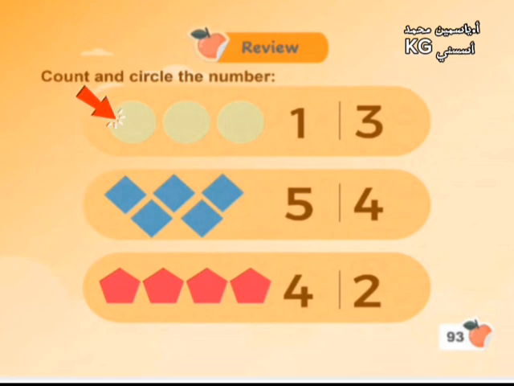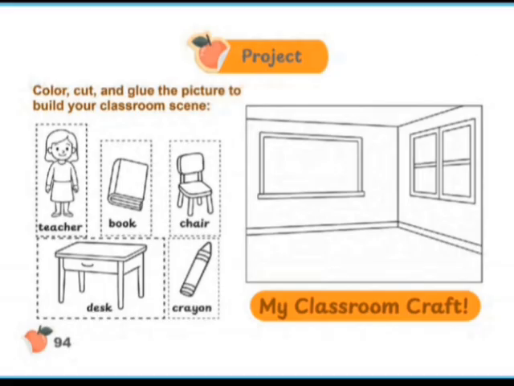1, 2, 3. 3 circles. 1, 2, 3, 4, 5. 5 squares. 1, 2, 3, 4. 4 pentagons. Page 94. Color, cut, and glue the picture to build your classroom scene.